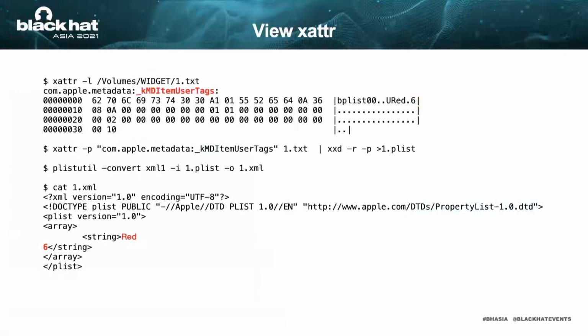Let's use the xattr command to check the file we marked with the red tag before. We can find that there is an attribute named item user tags. I noticed that the attribute content has a bplist header, which looks much like a plist file. We can dump the content into a human-readable XML file through the following commands. You can find a string with the content red6 in the XML. Okay, that's the reason. The Finder will display a red mark next to the file based on this information.